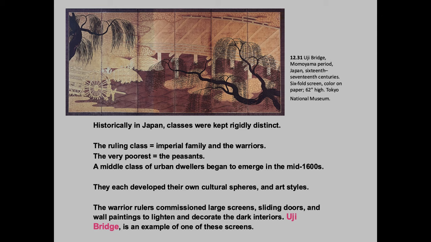So in Japan, classes were kept really distinct. I would say they still kind of are. The ruling class would be the imperial family and warriors. The very poorest are the peasants. The middle class of urban dwellers began in the mid-1600s.